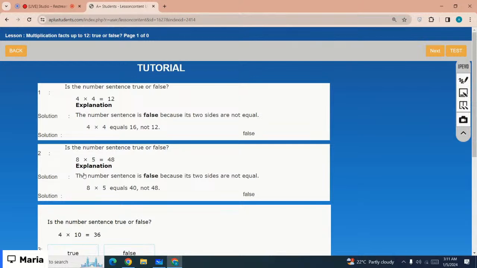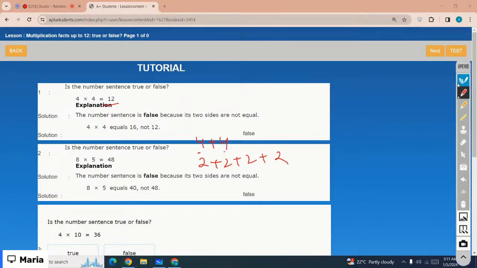For example, the first one: is the number sentence true or false? That is 4 times 4 equals 12, right? So you need to see 4 times 4. When you count a table of 4 until 4, the correct option is 16, right? So 16 is not equal to 12. Both sides are not equal, so that is false, right? That's how you can check both sides. If on both sides the answer is the same, that means it is correct. That is true, right?